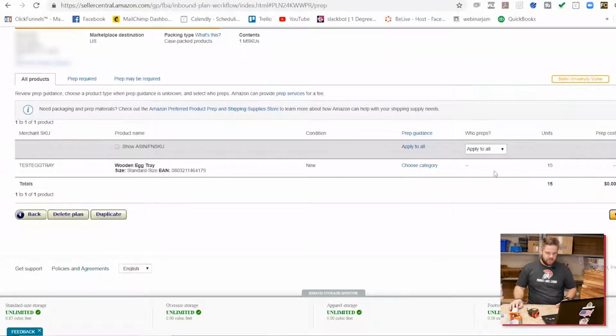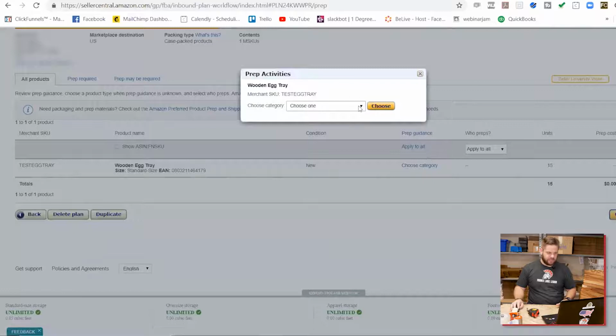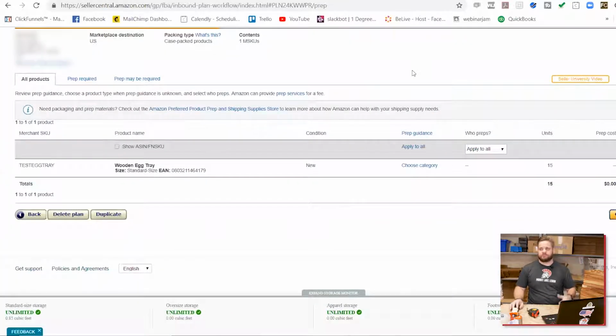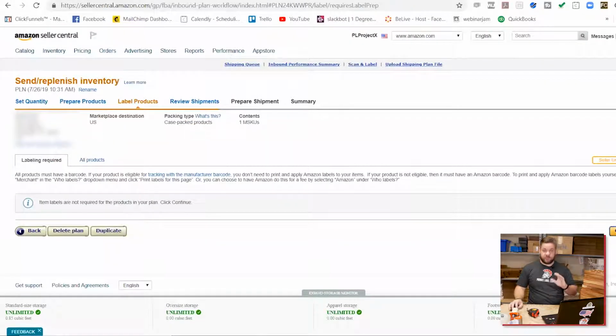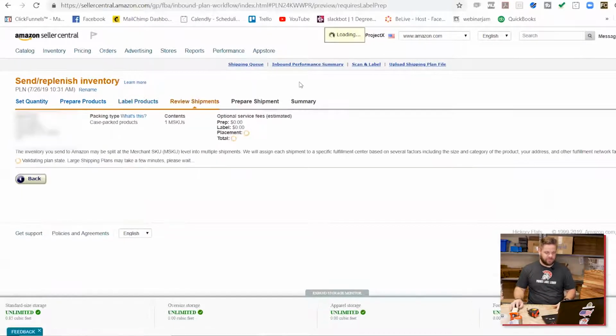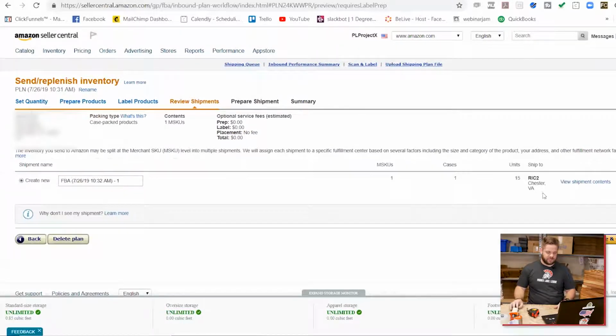And then basically we've already taken care of everything that we're supposed to here. It's asking us for category for specific prep, which there isn't. This would be like if there was an expiration date for food or something like that. We don't have to worry about it. And again, I'm just cruising through here really fast because we're going to get more into shipping and logistics later.